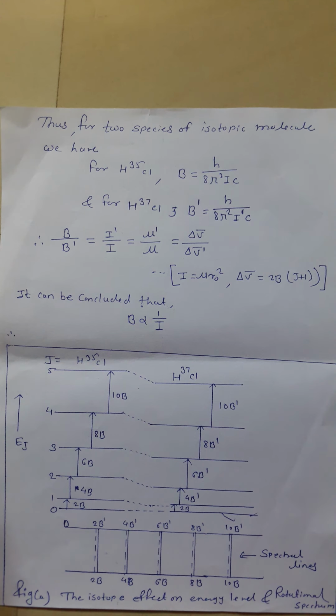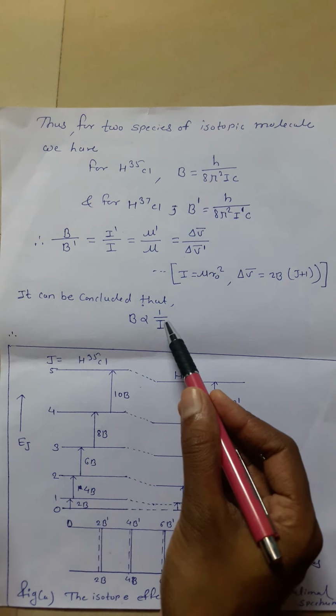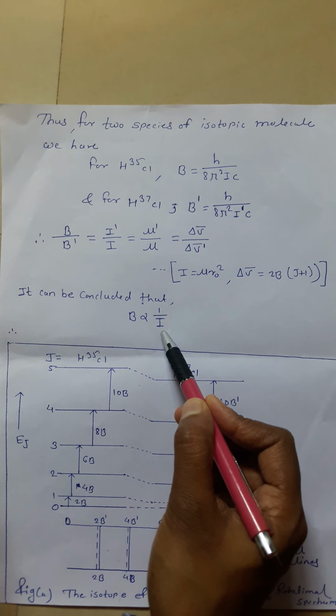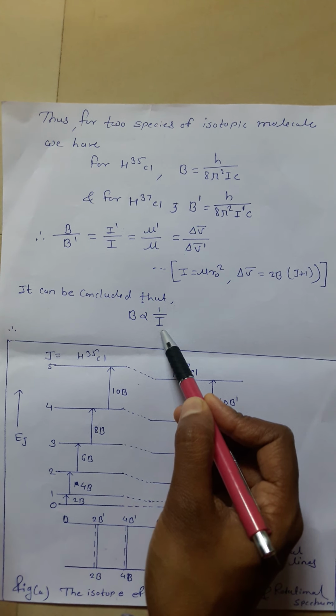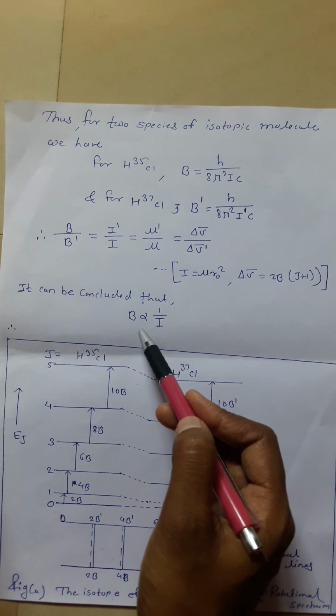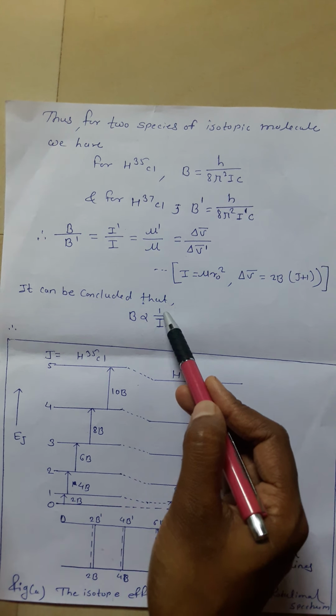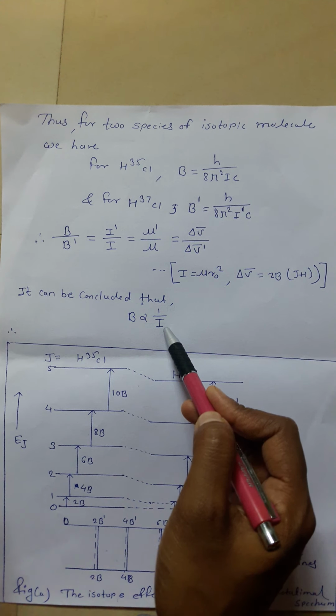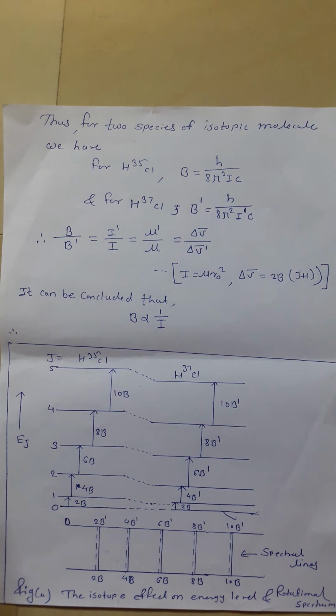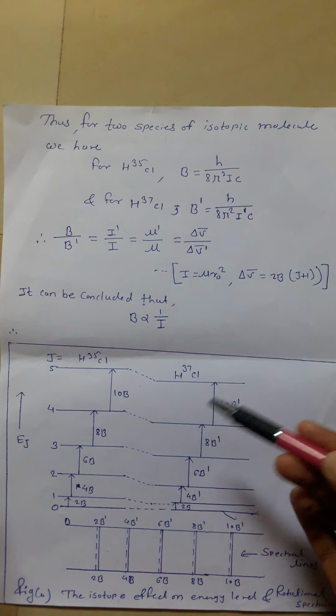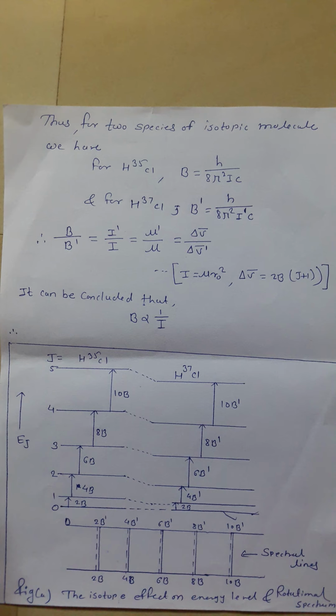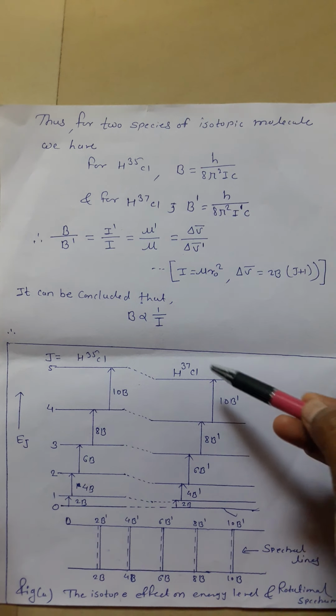Then it can be concluded that B is inversely proportional to the moment of inertia I. Then what happens? The frequency separation of successive lines will be smaller for the heavier isotopic molecule than for the lighter one.